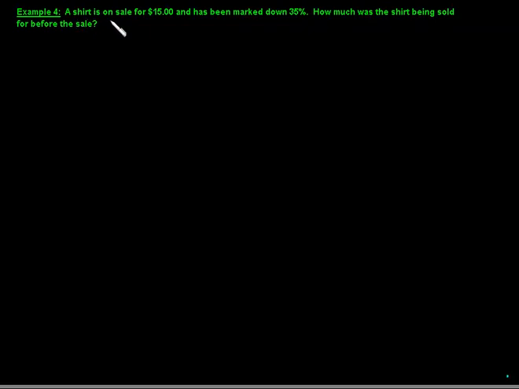They say the shirt is on sale for $15. So the sale price, I'll just call it S this time instead of SP. The sale price is $15. Okay, and has been marked down by 35%. So the rate at which it was marked down is 35%. So the question is, how much was the shirt being sold for before the sale? So the original price you're looking for again.